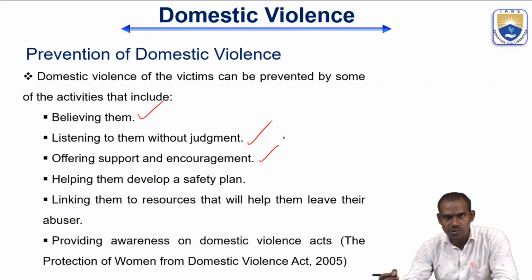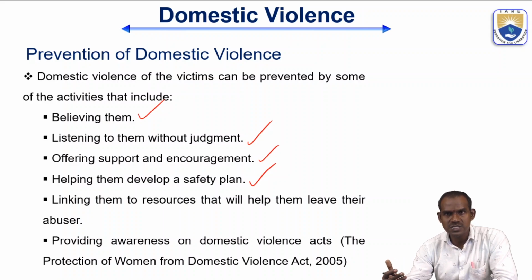And offering support and encouragement. You have to offer always support and you have to always encourage them. Okay? You should never demotivate or you should never discourage them. And helping them to develop a safety plan. How to be in such a scenario. So is one of the prevention method of domestic violence.